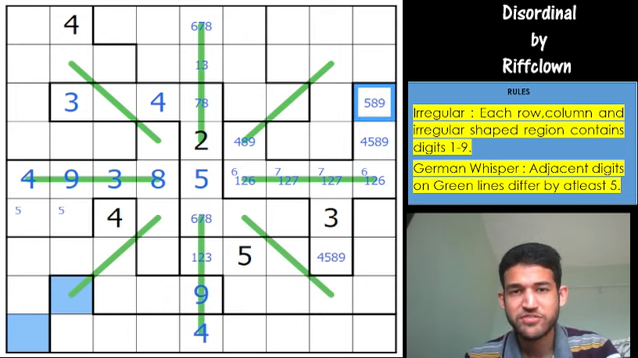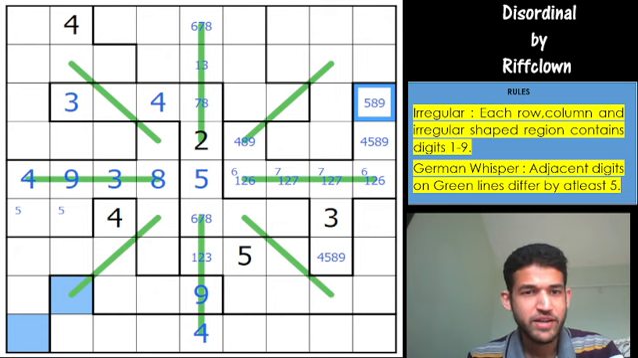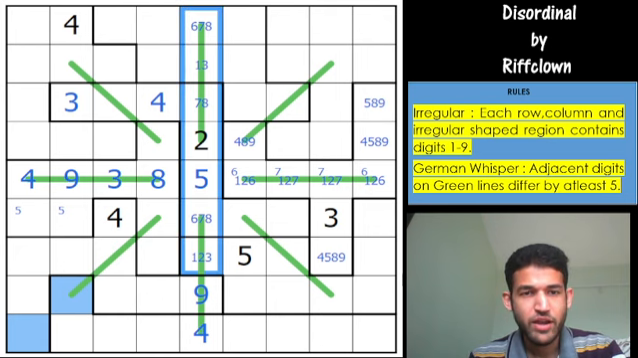It's already such fun to solve, guys. I don't know why his Sudokus always have such properties. It's so interesting and fun to solve.